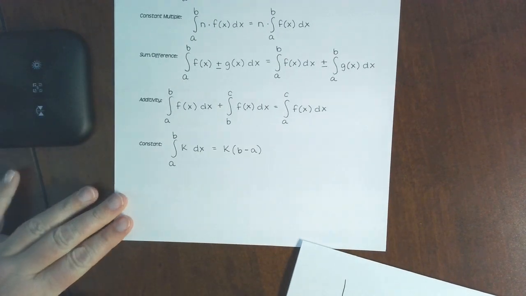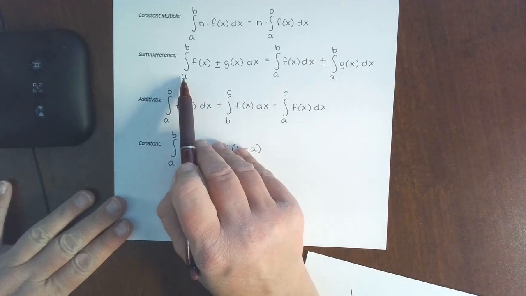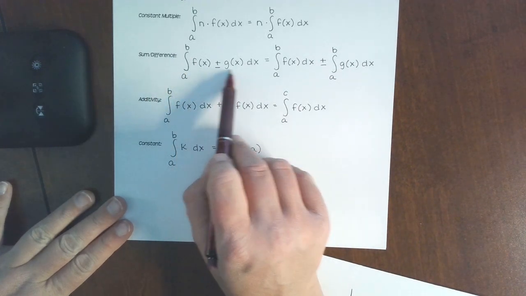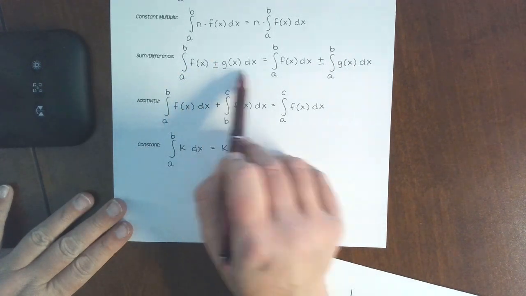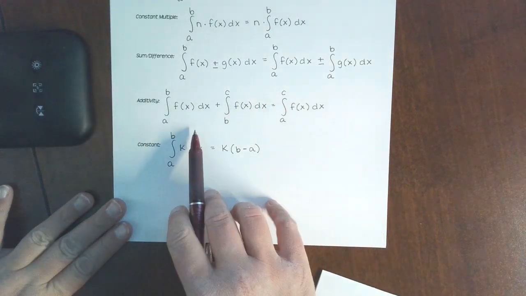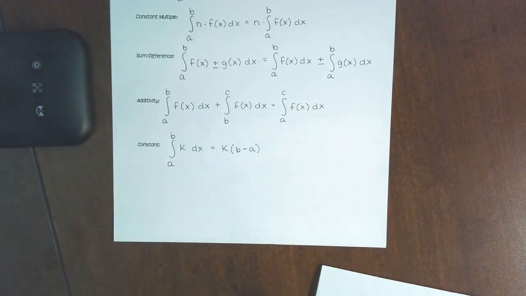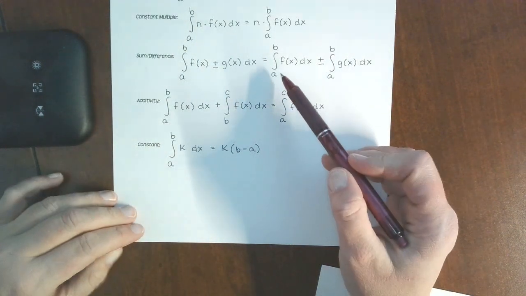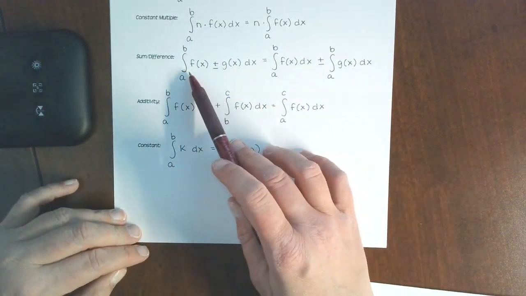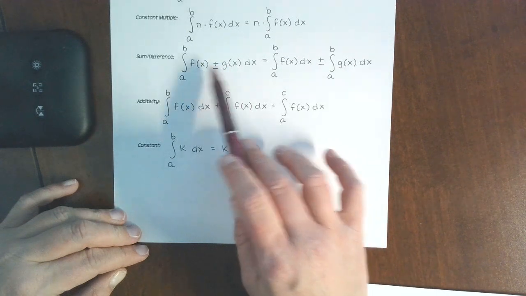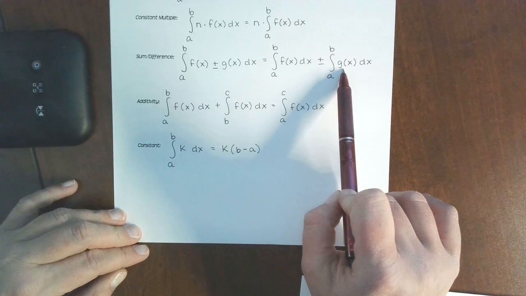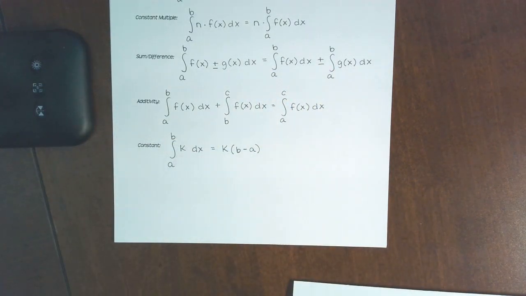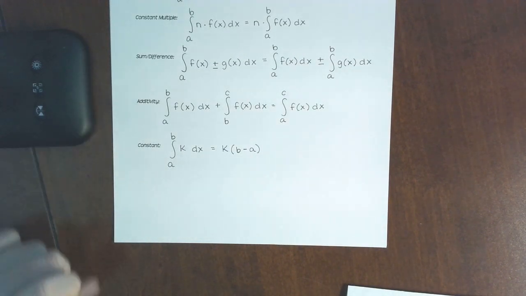Okay, sum and difference. This is really just saying that if you're trying to do the integral of two functions that are being added or subtracted, you're allowed to do the integral of each one separately and add or subtract the integrals. Again, I don't really have a picture to represent that because I'd have to draw two functions. But this is similar to derivatives, where you could do the derivatives of each piece and add them together. Same thing with integrals. You can integrate f of x, you can integrate g of x, and then just add together or subtract the areas.